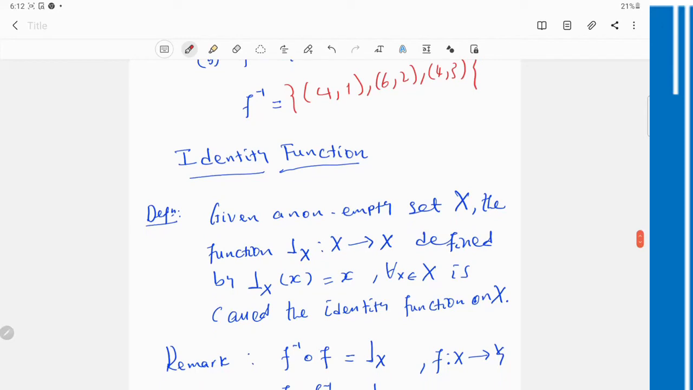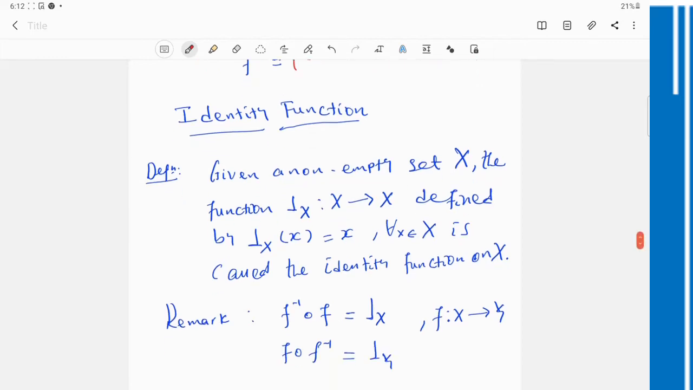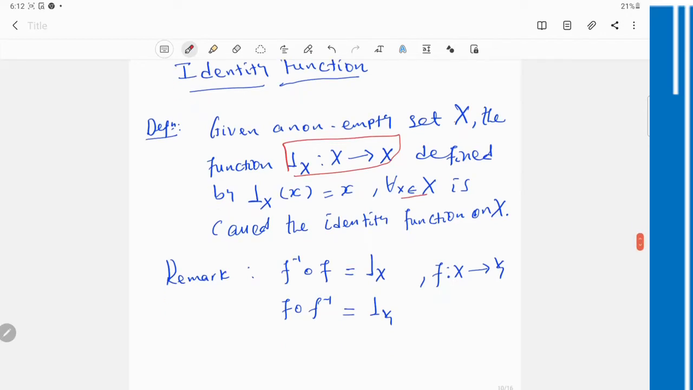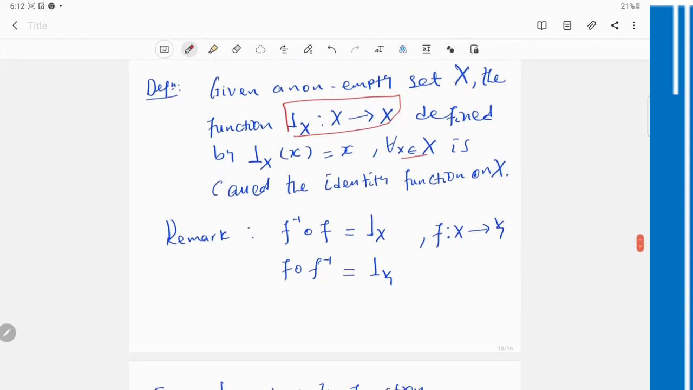So the next is an identity function. This is a special function. We define an identity function as follows: for a nonempty set X, the mapping from X into X defined by I of x equals x for every x in X, and we call this an identity function, which is a special function.